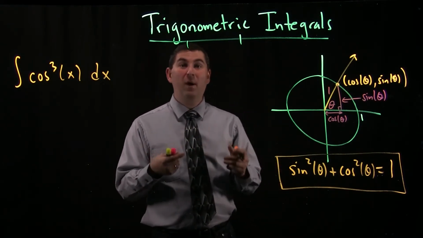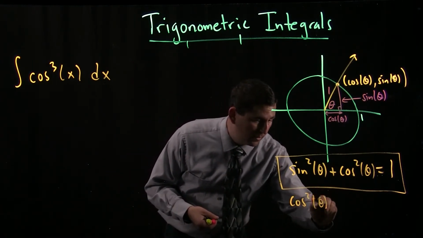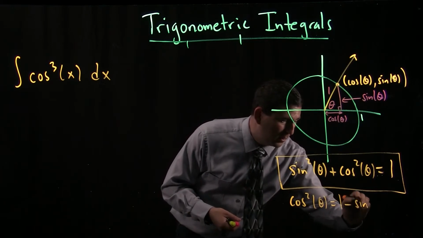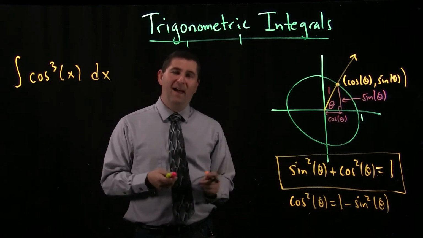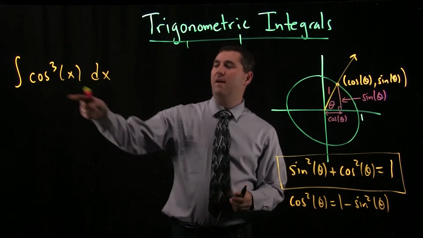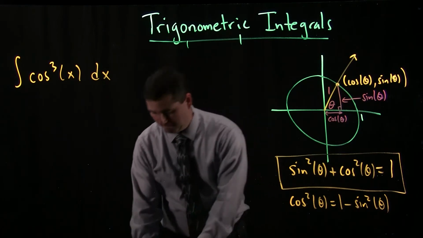Now, there's a very quick way to rearrange this. We can rewrite cosine squared as 1 minus sine squared. If we do that, we're going to have a way of breaking this integral up and making it a little bit easier. Let's see.